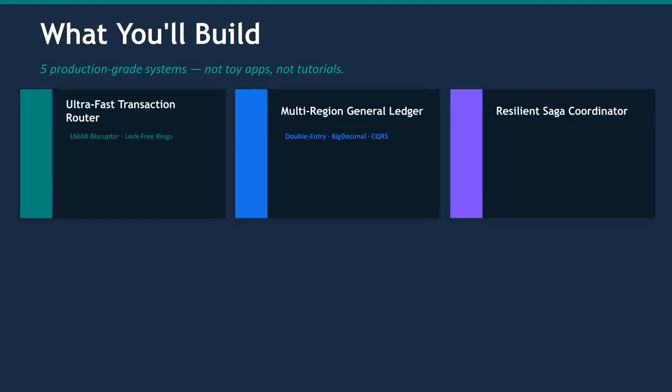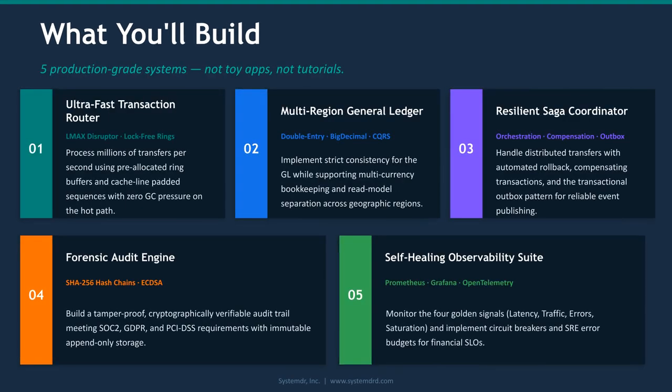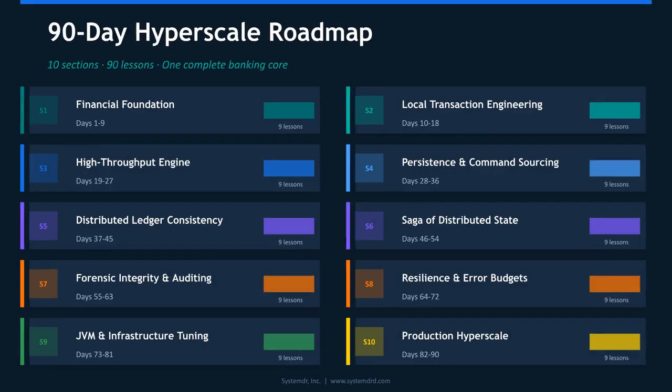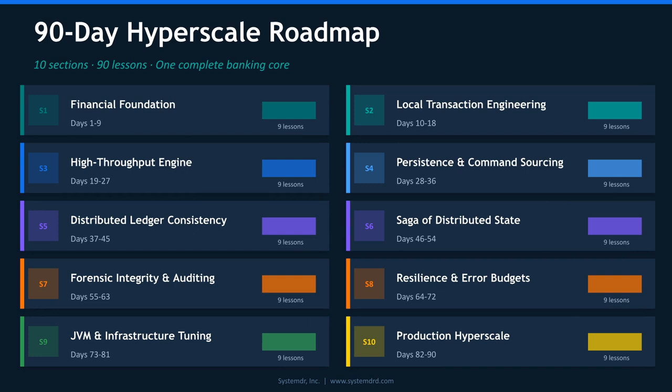You will build 5 production-grade systems, not basic applications. This includes an ultra-fast transaction router for millions of transactions per second, a multi-region general ledger for strict and multi-currency consistency, and a resilient Saga Coordinator for automated rollbacks and reliable event publishing. The 90-day roadmap includes 10 sections, each with 9 lessons, resulting in 1 complete banking core.